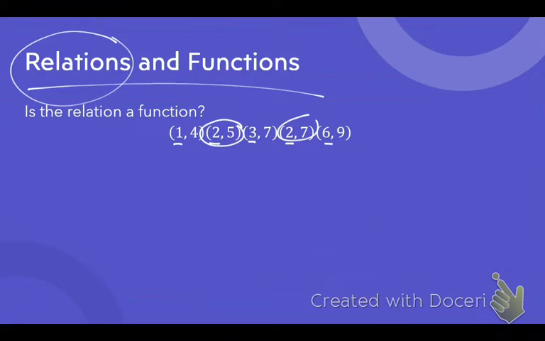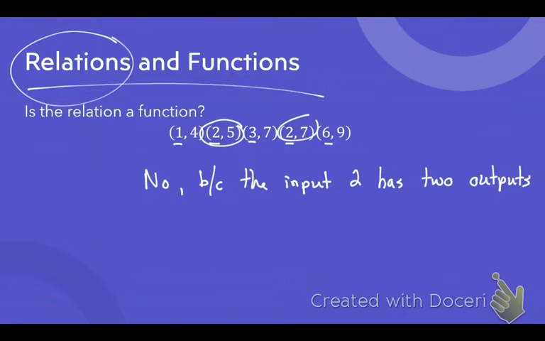If the input value repeats, it must have the same exact output value on both. Meaning, if I have 2 ordered pairs that are both the exact same, that's still okay. It's still a function. Right, Thomas? Okay. Do I have the exact same ordered pairs though? No. So this is not a function. I say no because the input 2 has 2 outputs. So the relation is not a function because the input 2 has 2 outputs.